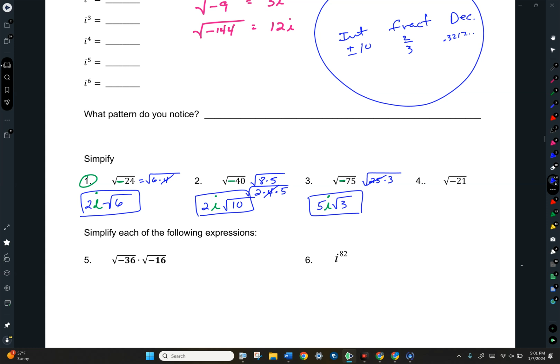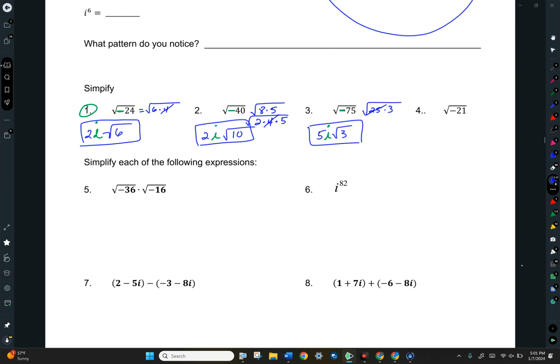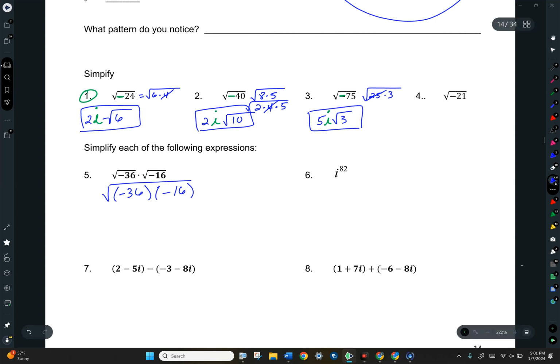Okay, let's take a look at number 5. So how do I handle it if I'm multiplying 2 radicals or 2 square roots? Well, multiplying, you can just put them together under the same square root. So I can think of this as one big giant square root of, let's see here, negative 36 and negative 16 just being multiplied under there. So hopefully you would agree that when you multiply the negative times the negative, those are going to cancel. It's just going to be positive.